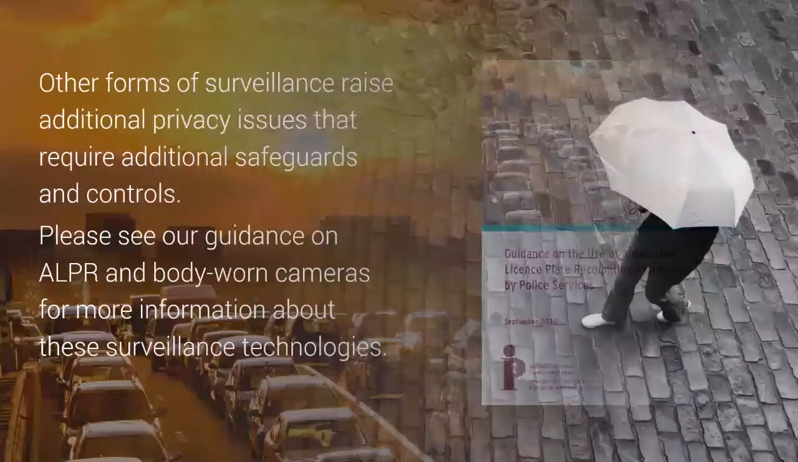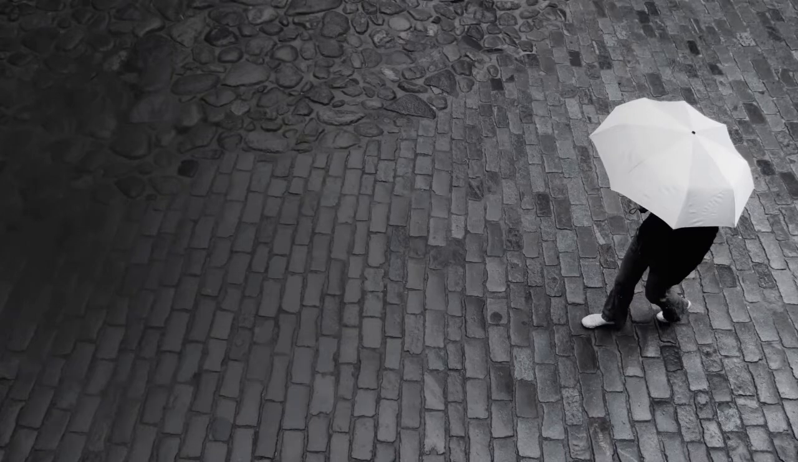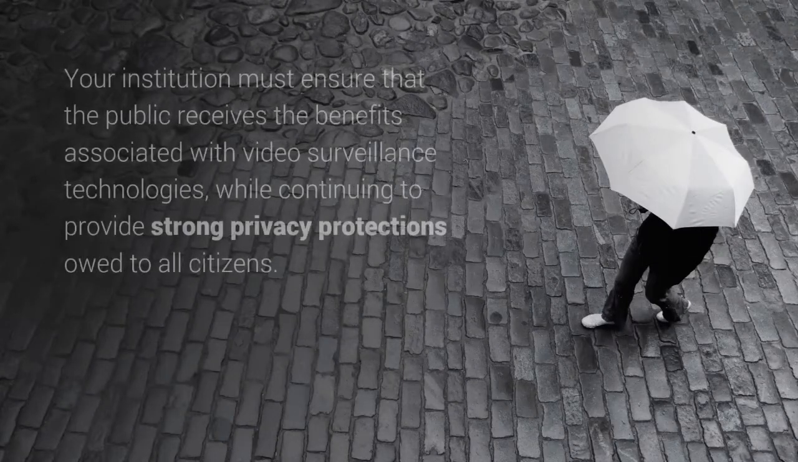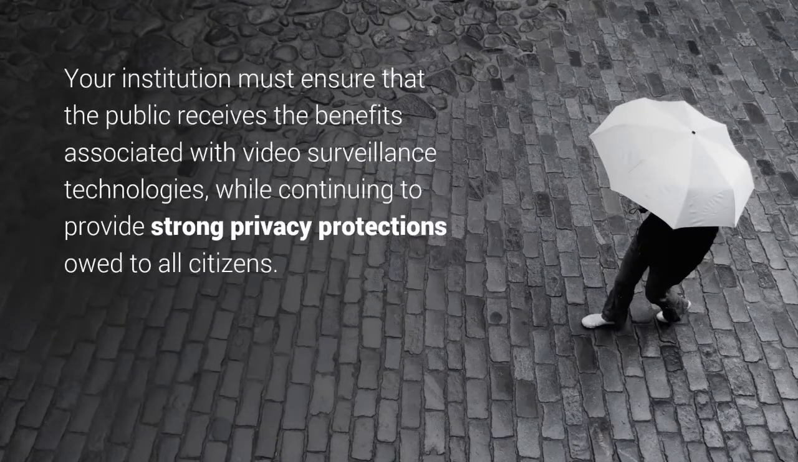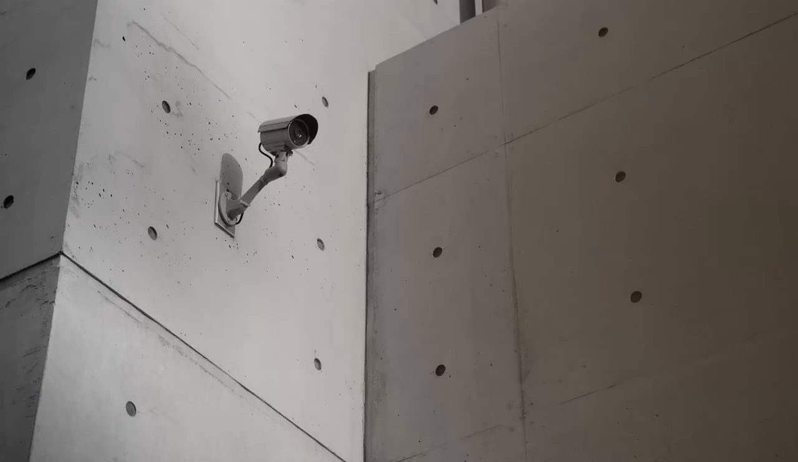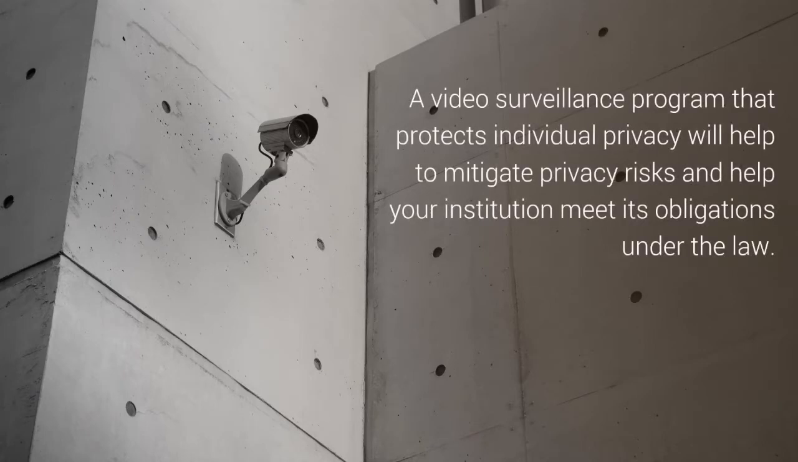Ontario's access and privacy laws strongly support the proposition that the public has an expectation that they will not be subject to extensive surveillance. Your institution must ensure that the public receives the benefits associated with video surveillance technologies while continuing to provide strong privacy protections owed to all citizens. A video surveillance program that protects individual privacy will help to mitigate privacy risks and help your institution meet its obligations under the law.